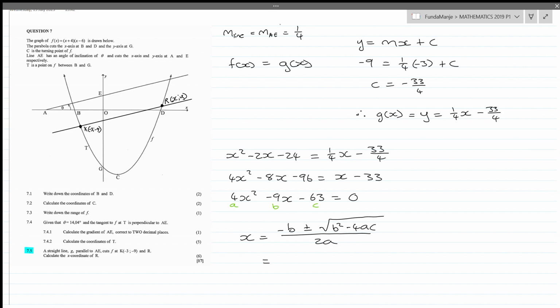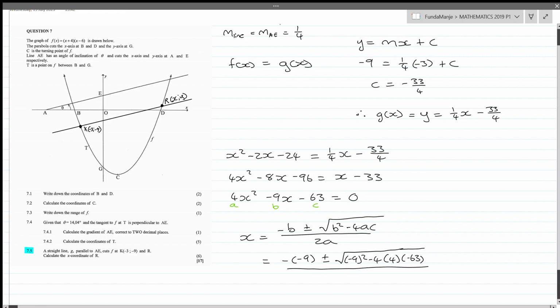So putting these values in, we have minus -9 plus or minus the square root of -9 squared minus 4. A is 4, C is minus 63, like that. And then we say all over 2A, which is 4. And then from this you'll get two values. One of them will be 21 over 4, or x will be equal to -3.